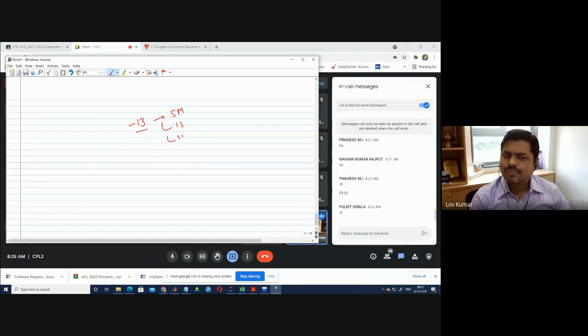What is the representation of plus 13? We are taking 8. Then 8 plus 4, 12. 2 we are not taking. Then can we say 0, 1, 1, 0, 1 is the representation of plus 13? How are we getting it here? 0, 1, 2, 3. So 2 to the power 3, 8, 8 plus 4, 12, 12 plus 1, we are getting 13. What is the sign magnitude representation? Simply you have to change 0 to 1, 1, 1, 1, 0, 1.